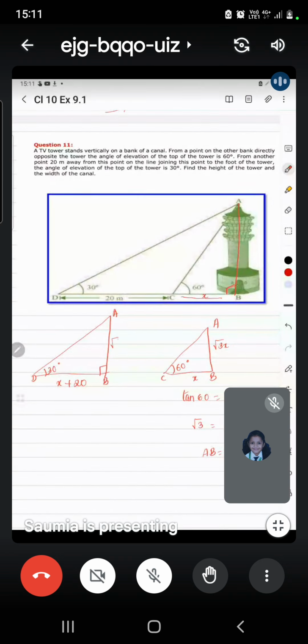Now that same AB is a part of this triangle, so use the tan ratio in this triangle. Tan 30 is AB upon BD. Tan 30 is 1 by root 3, and AB is root 3x upon x plus 20. Cross multiply: x plus 20 is equal to 3x. So 20 equals 2x and x is equal to 10. Once I get x, I'll get the values of all of them. Right? Got it, everyone? Yes, ma'am.